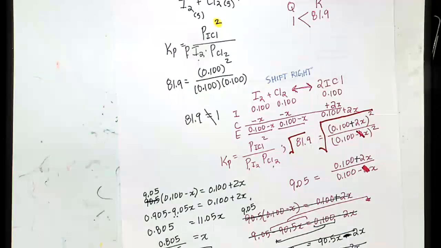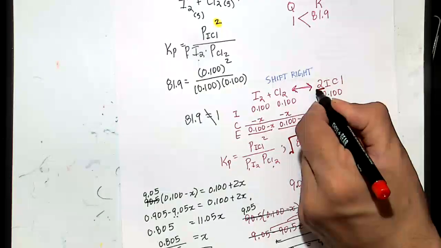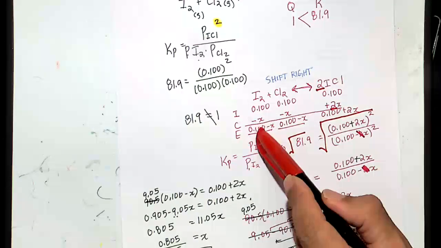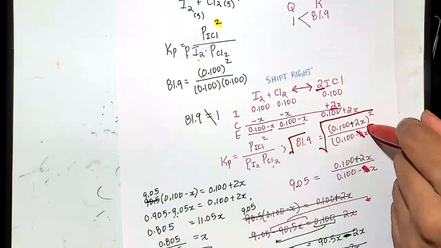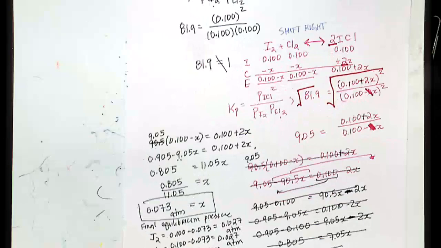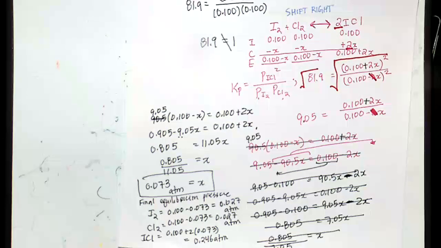The reason why it's plus 2x, again, is because of the 2 here. Okay, very good. So after you plug in everything correctly, you take the square root of both sides, solve for x, and put the x back in here. All right.